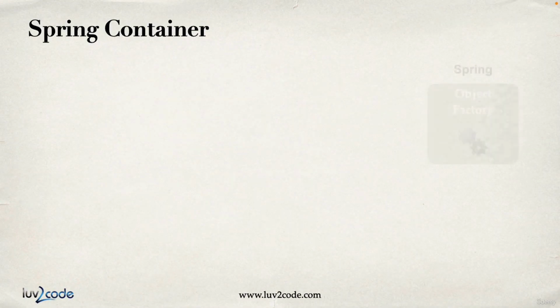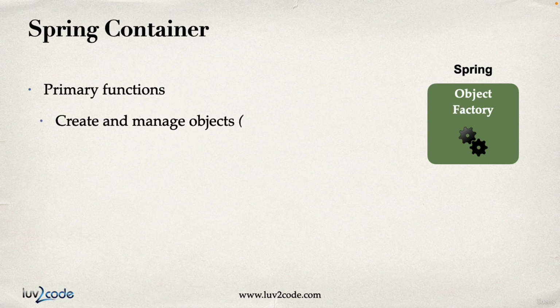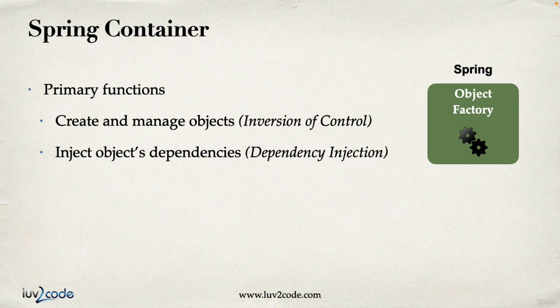Now, just as a refresher, remember the Spring container has two primary functions. The one function is creating and managing the objects. That's the inversion of control. And then also injecting the object's dependencies using dependency injection. Those are the two key functions there.